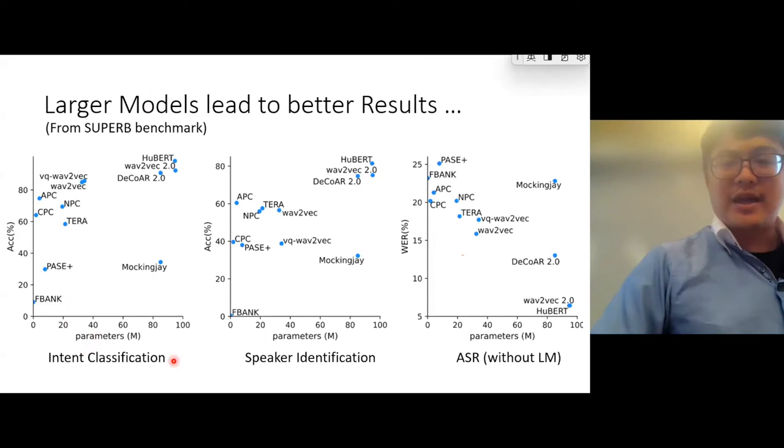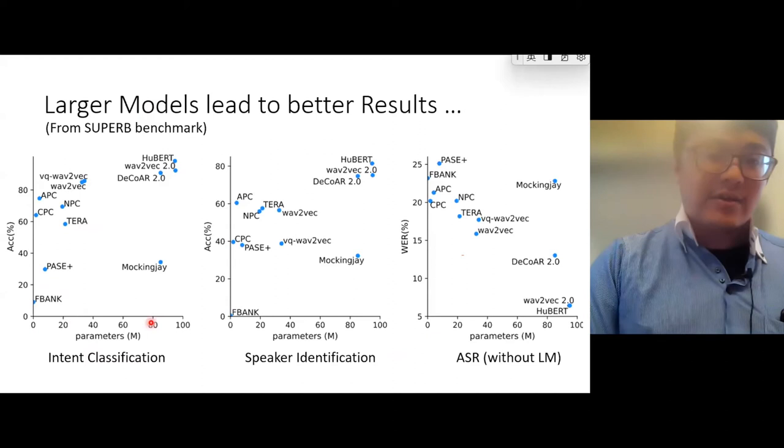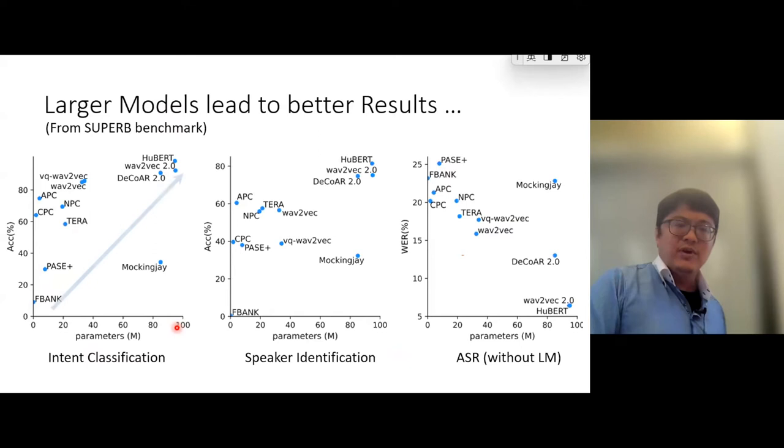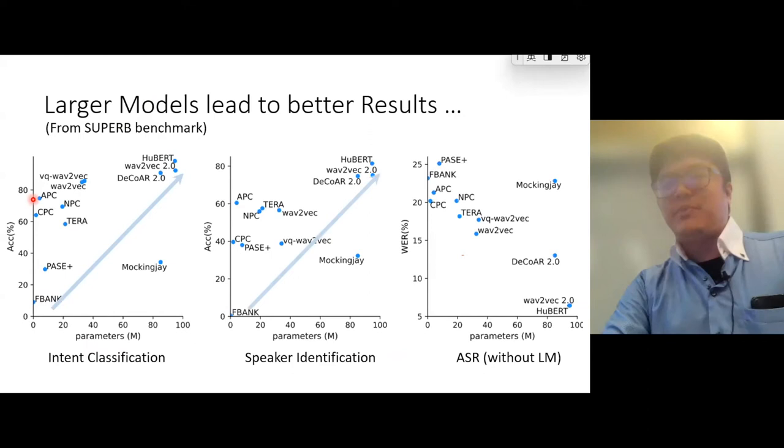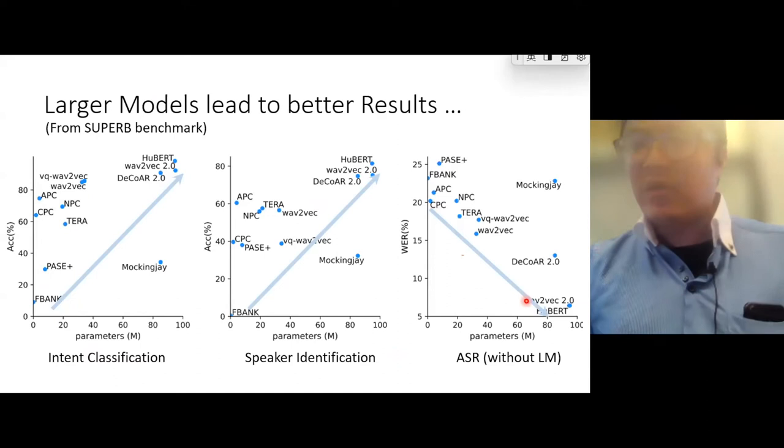And here the horizontal axis is the number of parameters of this model. And it is clear that with more parameters, better intent classification accuracy, more parameters, better speaker identification accuracy, and more parameters, smaller word error rate. It is clear that a larger model achieves better performance.